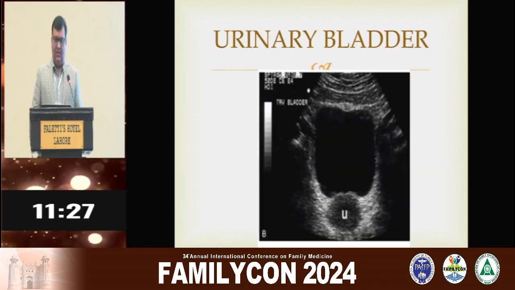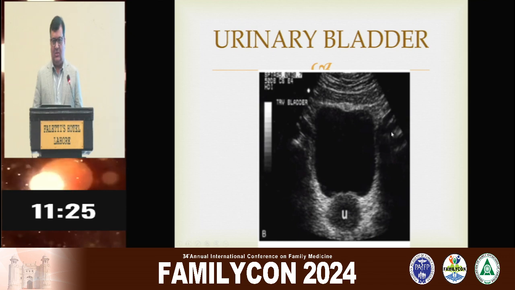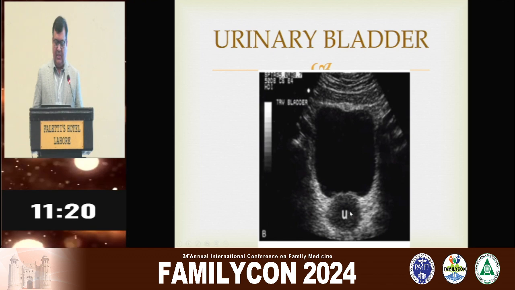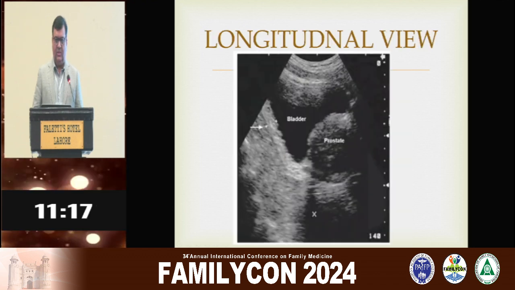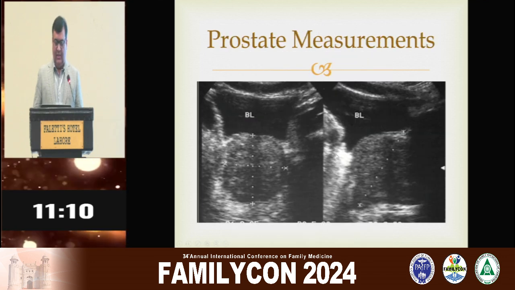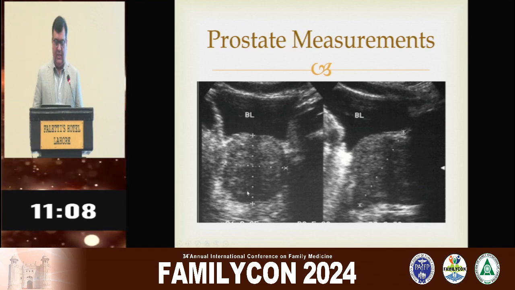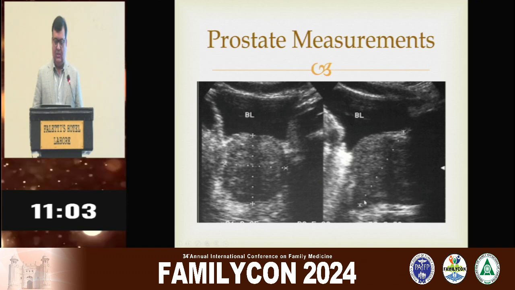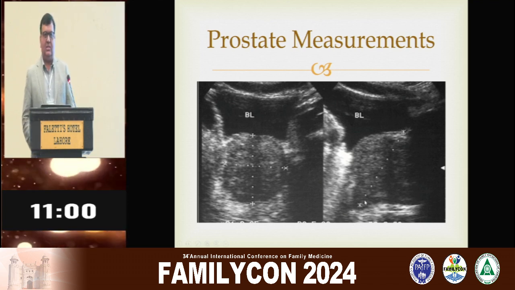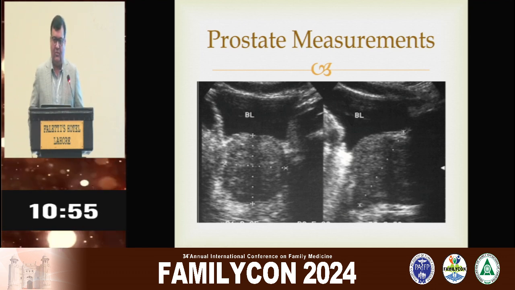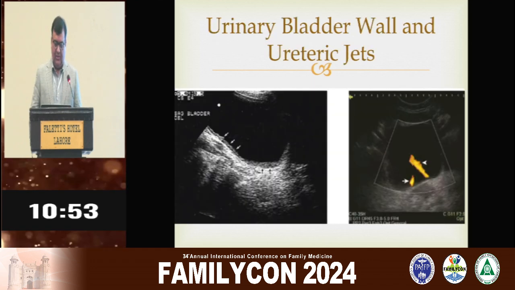Then the bladder evaluation: you always evaluate in longitudinal and transverse section. This is the transverse section, this is the bladder, and this is the prostate at the bottom. You can do the longitudinal section, look at the bladder, then the prostate in a longitudinal way. Then is the prostatic measurement. You can do AP, transverse and longitudinal, and calculate the volume. This is normally done by the machine itself, and always do post-void volume in cases of prostatic hypertrophy.